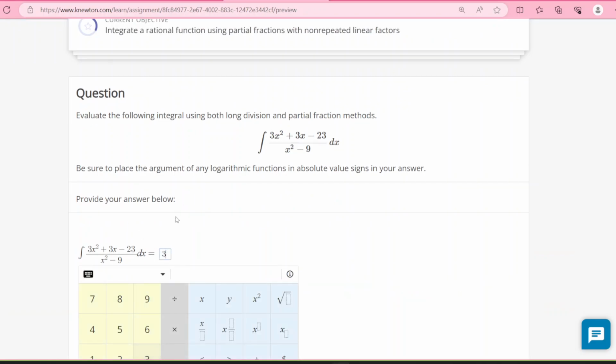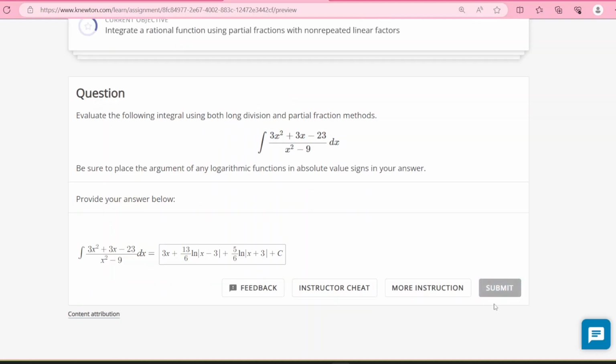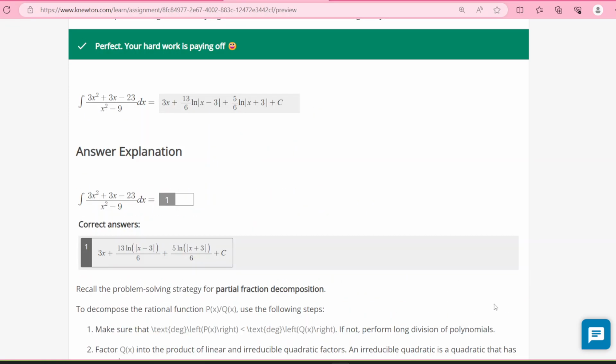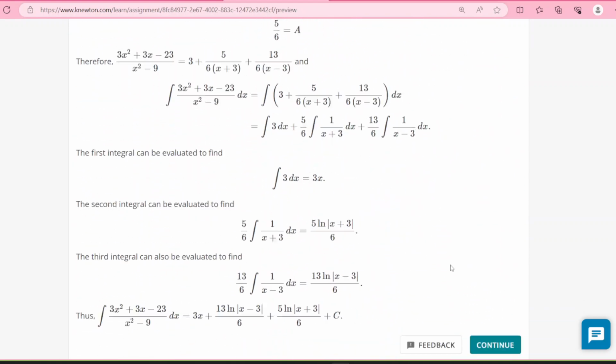Right, so we have 3x plus 13 sixths times the natural log of the absolute value of x minus 3, plus 5 sixths times the natural log of the absolute value of x plus 3, and then plus some constant c after. Great. Okay, moving on.